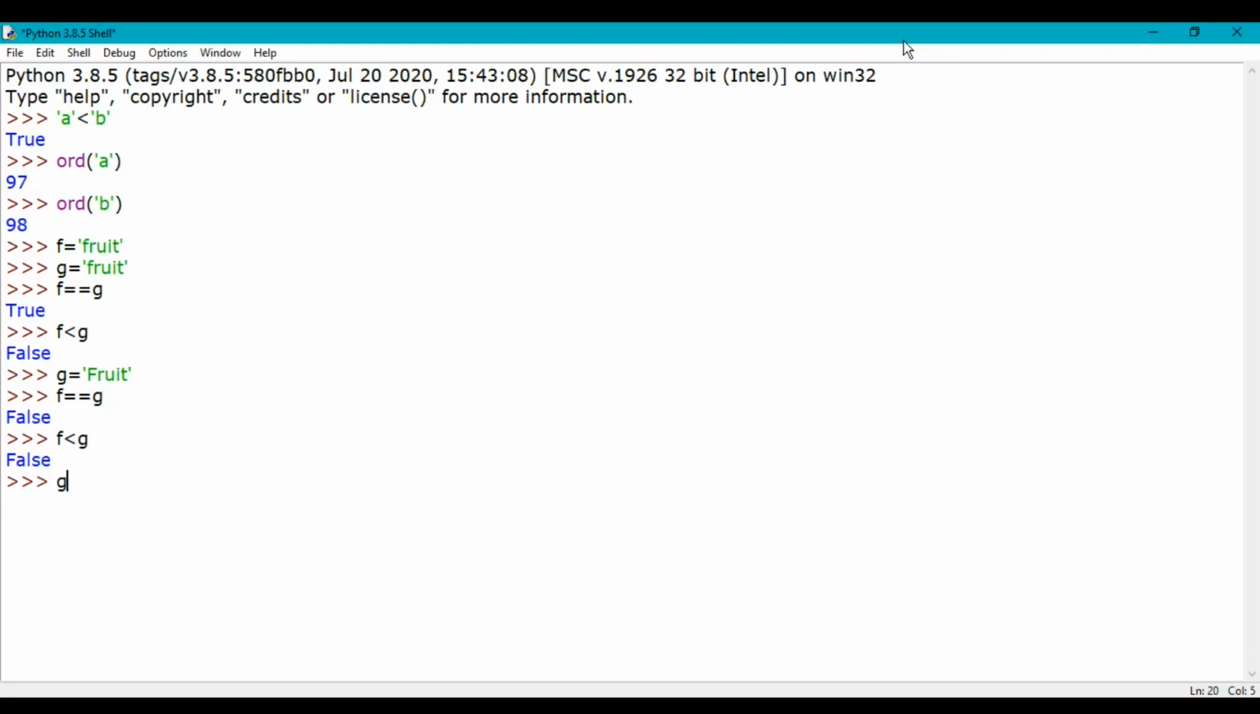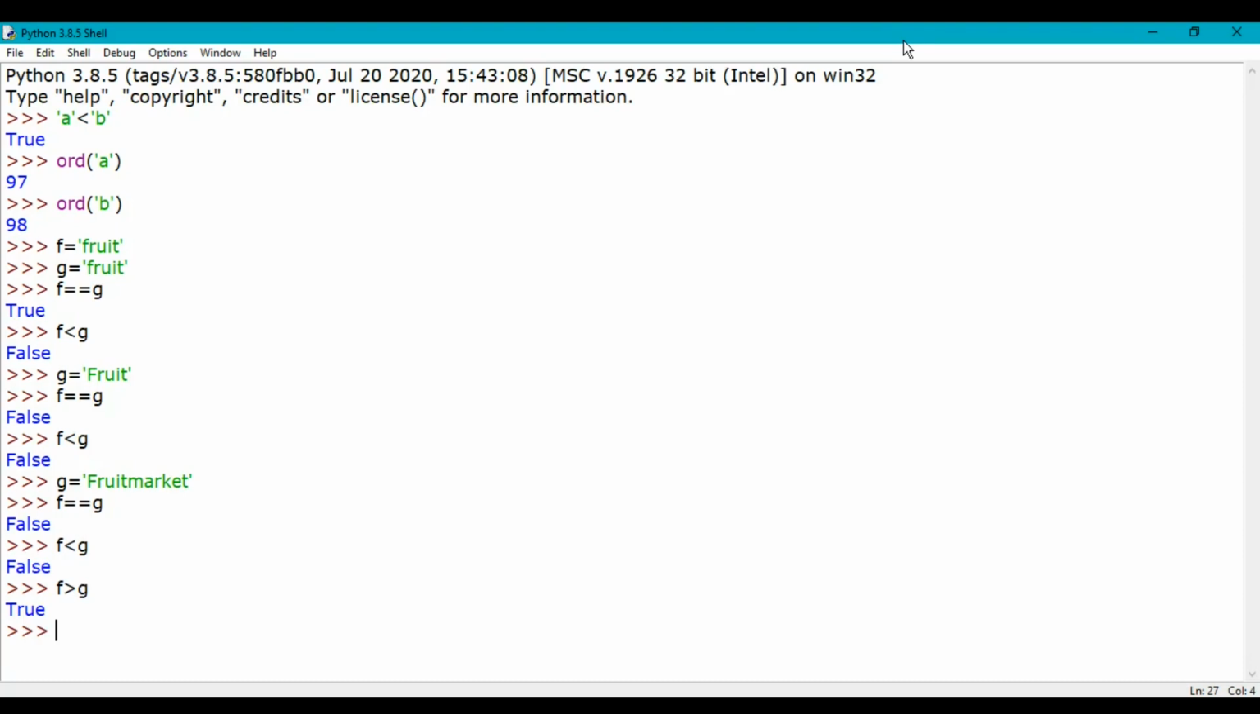Let me assume g is not fruit, but some other word. Let's say fruit market, something like that. So g is not just fruit, it's fruit market. I've added some more to it. And now if I check f is equal to g, it's not. The length of the string does not matter here. Lowercase f is greater than uppercase F, right? So in fruit we have lowercase f, and in Fruit market we have uppercase F.